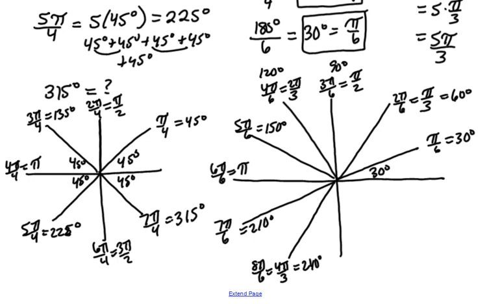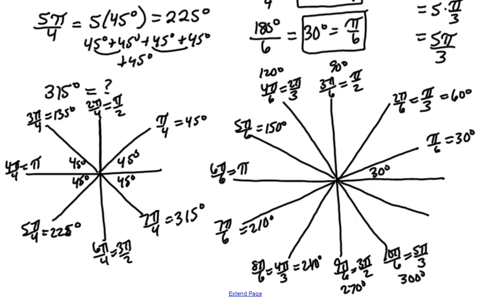Then I get to 9 pi over 6, which is 3 pi over 2, and we already know that's 270. If I go another 30 degrees, I'm at 300, and now I'm at 10 pi over 6, or 5 pi over 3, that's 300. And the last one now, I've gone one more pi over 6, I'm at 11 pi over 6, that's 330, that's 11 times 30.